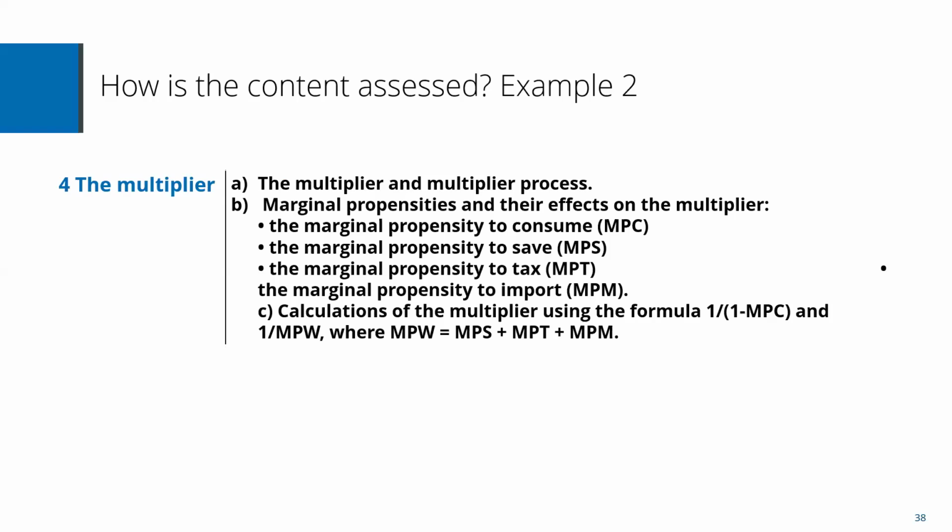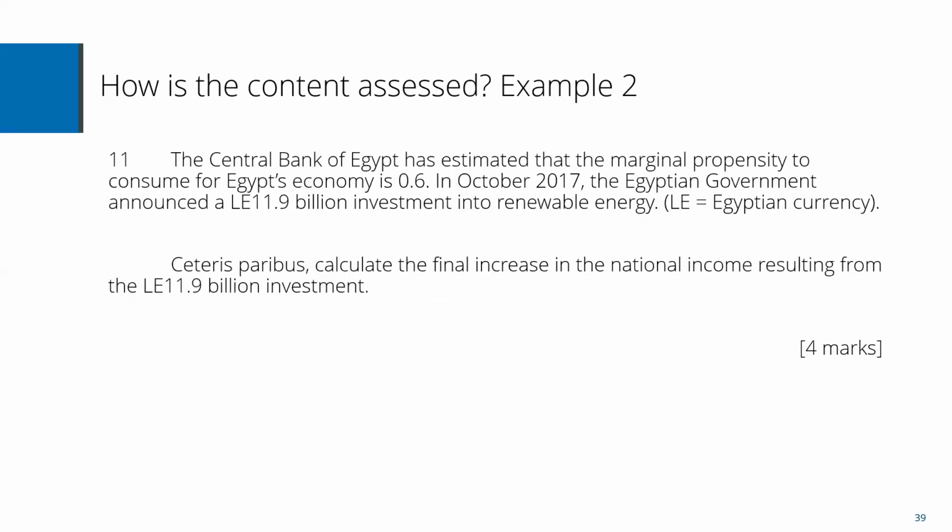So here we're looking at the multiplier. This is from Unit 2, so 2.3.4, the section on national income. So here is the actual specification insert. So that's the detail. When you look at the spec in Unit 2, you would see this. And then an example of a question.